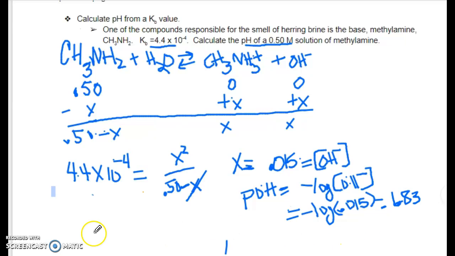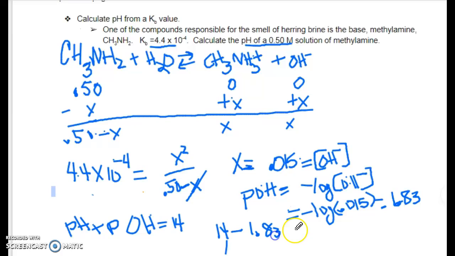Now, I can't stop there. You might remember that the pH plus pOH equals 14. So I'm going to take 14 minus my 1.83. 14 is like a definition, so your sig figs will come from your 2 decimal places here, and that will give me 12.17 as my pH. And that's my final answer for that question.